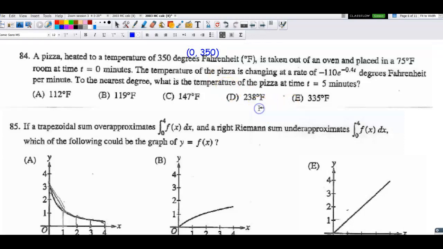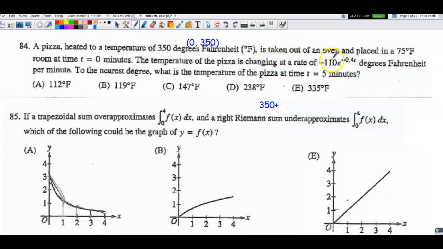So we are going to take the 350 plus, and then we're going to integrate the rate, because remember, we're trying to accumulate temperature, and this is a rate. So we're going to integrate from 0 to 5 of this function right here. So that's going to be our integrand. dt.